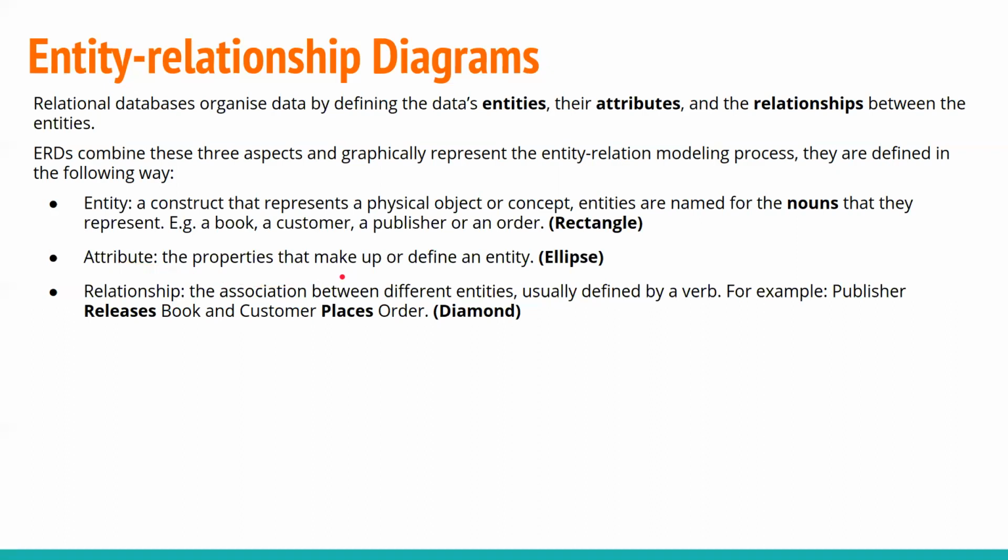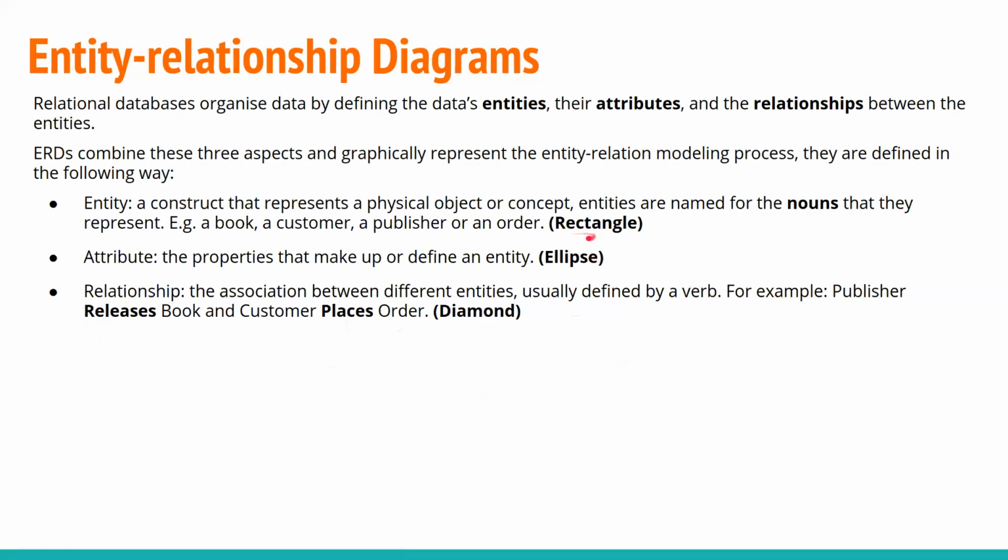So for example, if we had an entity, South African, that South African entity would have multiple attributes, like a first name, a surname, an ID number, a province, all of these kinds of things. The last thing in a relational database is the relationship. We've already discussed relationships a little bit, like authors publish books, South Africans live in provinces. Publisher releases book, customer places order. So places is the relationship, releases is the relationship. That's the association between different entities, and it's usually a verb.